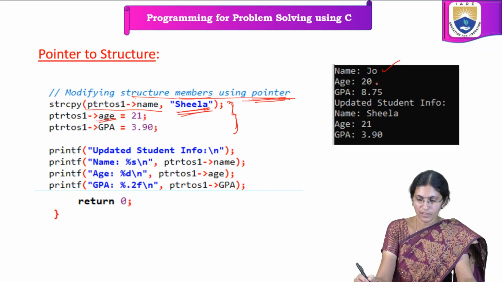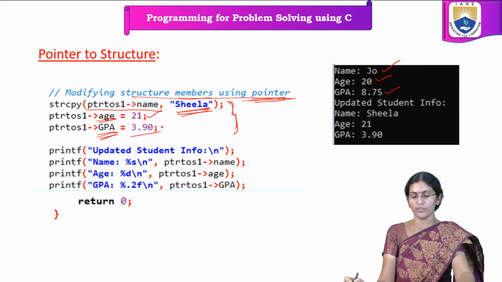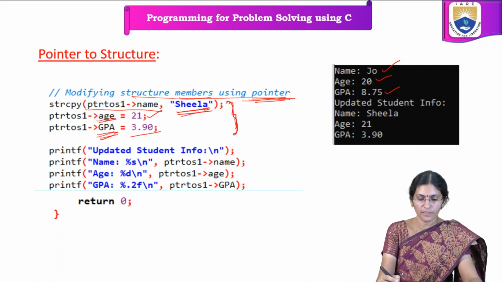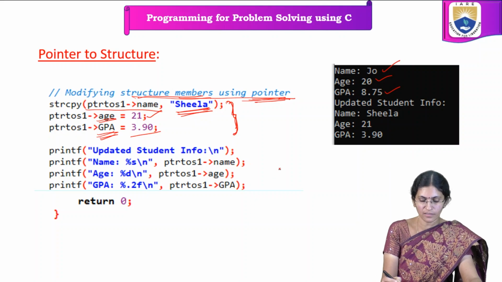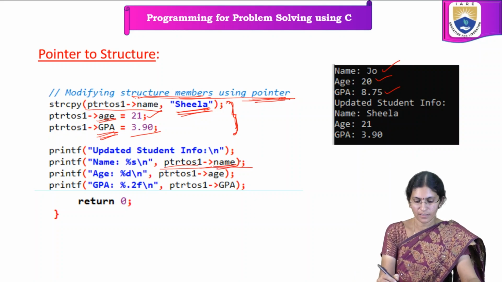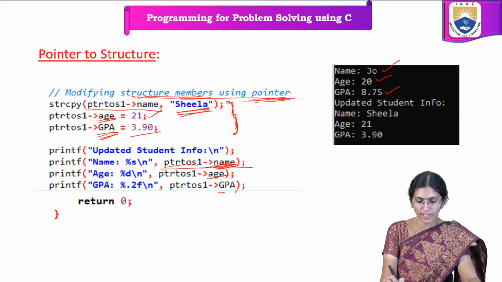Then in the age field, previously the age was assigned as 20, now it is assigned a value of 21. In the previous case the GPA was 8.75, now it is changed to 3.90. So these are the new values which have been given to the structure members using a pointer. You can display the updated information using the pointer variable and then the arrow operator: the name, then age, and then GPA. You can display all the members' information.